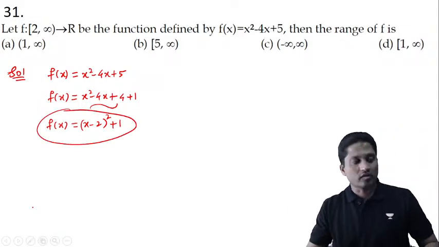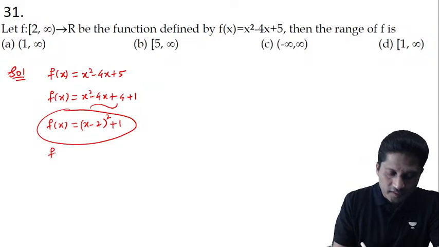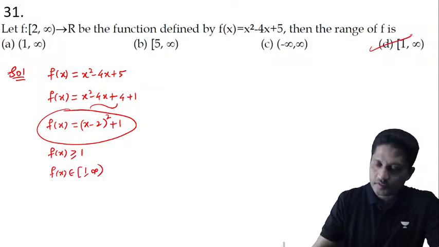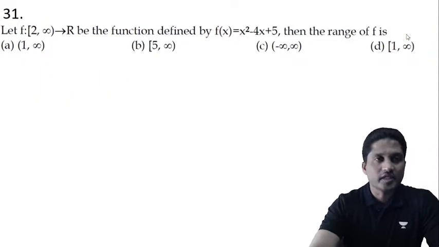Minimum value of a square is 0, right? So this means that f(x) is greater than or equal to 1. f(x) belongs to the closed interval 1 to infinity. Answer is option D. Let's move to the next question.